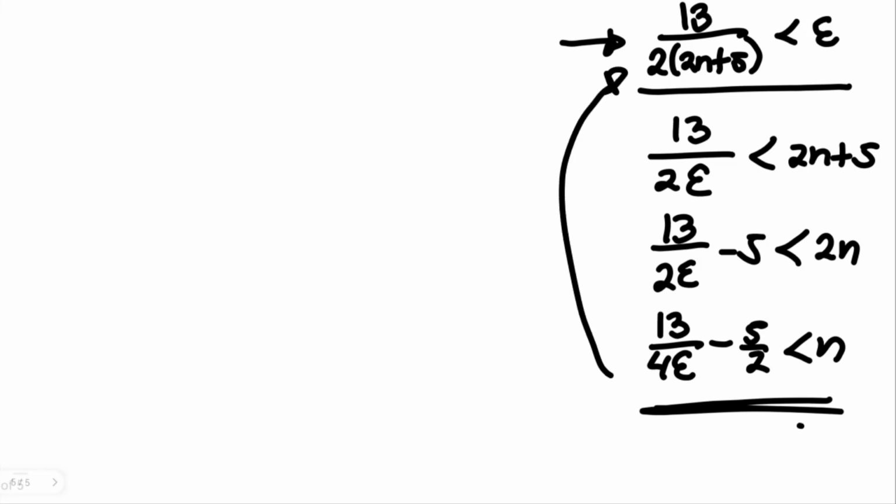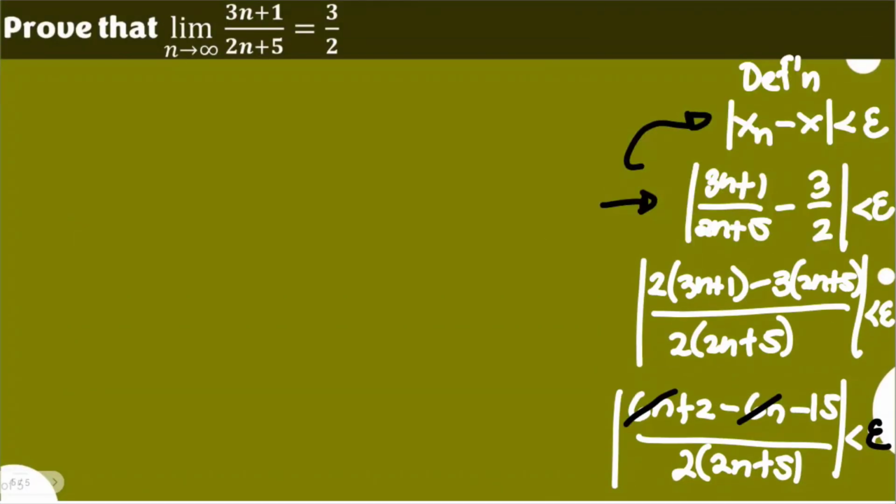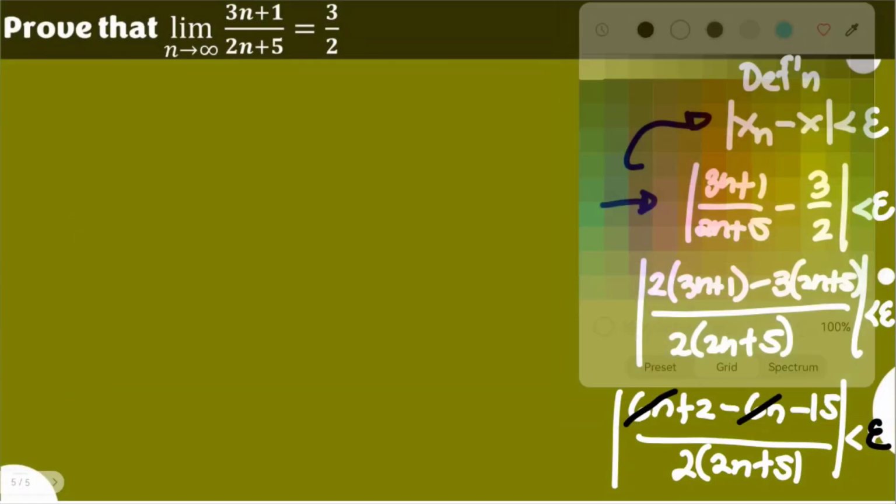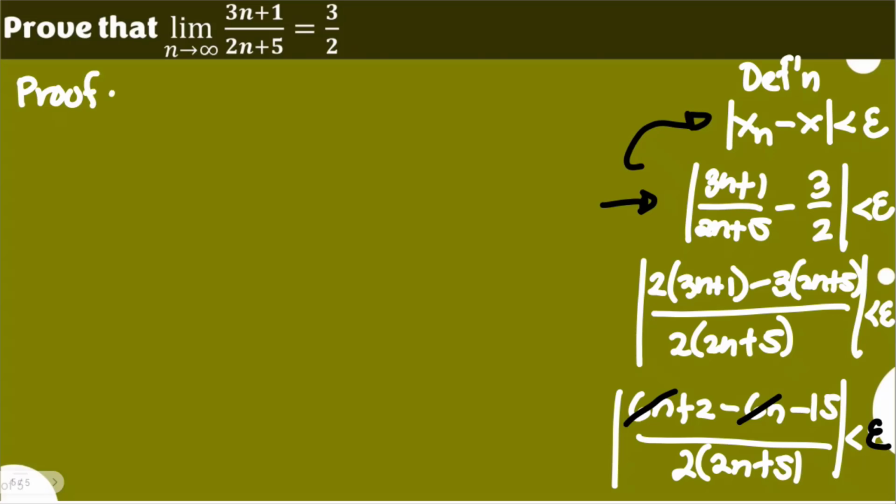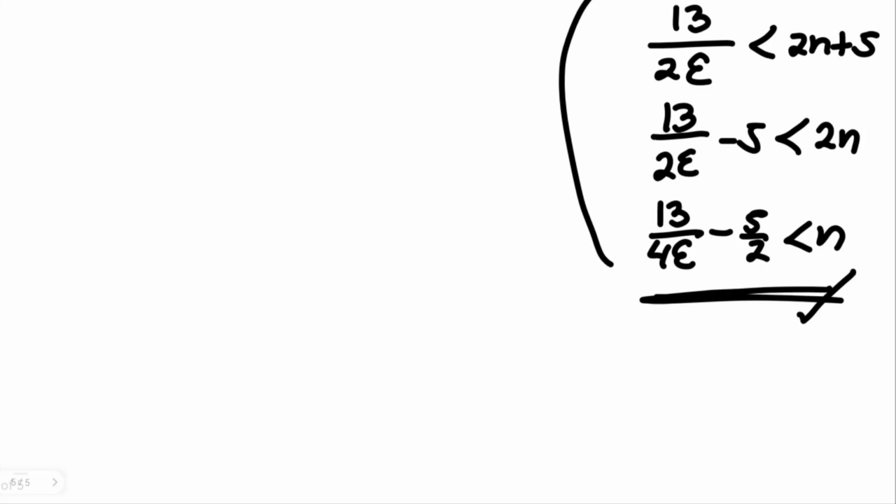Once we can establish this, we are closer to our final part of the proof. Speaking of the proof, this is where we will start. So, proof: we introduce an epsilon greater than 0, however small, it's still greater than 0, and we assume a certain k, because that's part of the definition, to be equal to this expression at the bottom, 13 over 4 epsilon minus 5 halves.